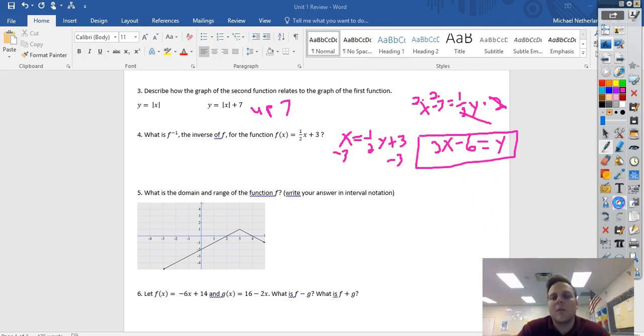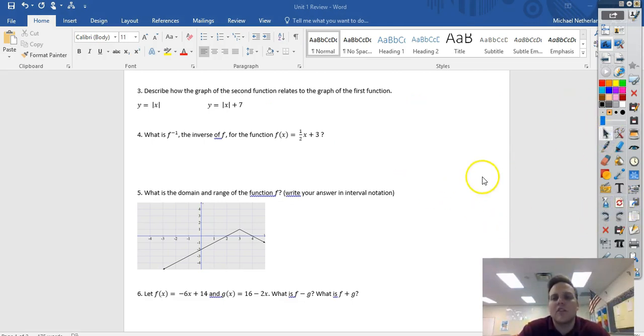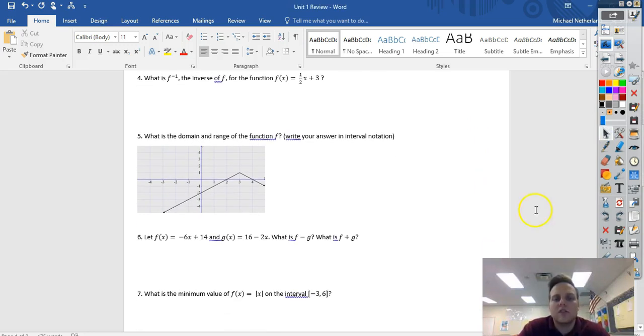Okay, let's try problem number 5. It says, what is the domain and range of the function? Write your answer in interval notation. Our domain, remember, is all possible x values from left to right. When we look here, we see that it's going to the left forever, and it's going to the right forever. So the domain is just going to be negative infinity to positive infinity.